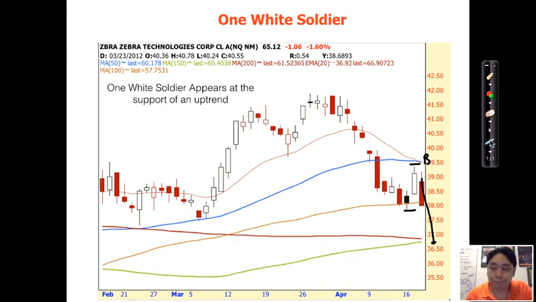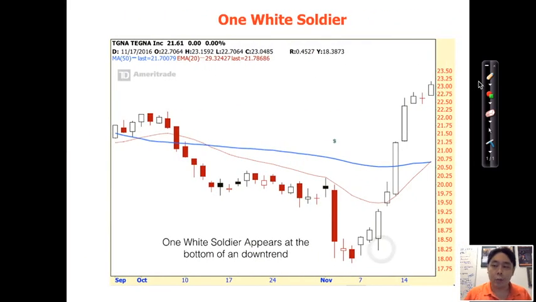All right. So this is an example of a one white soldier appearing at the dip of an uptrend, and we're following the trend. Now in this case, we see a one white soldier appearing at the bottom of a downtrend. So by buying, we are trading against the trend. It's a counter trend trade. But we're buying when it's oversold, when it's ready to bounce back from oversold conditions.